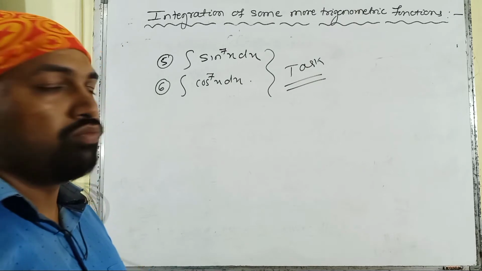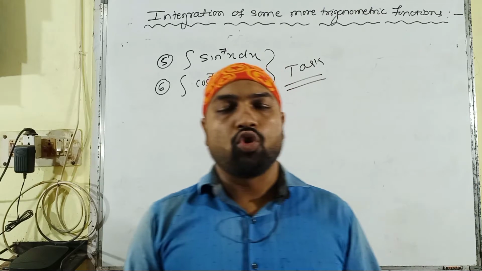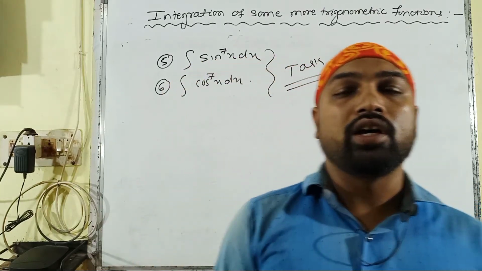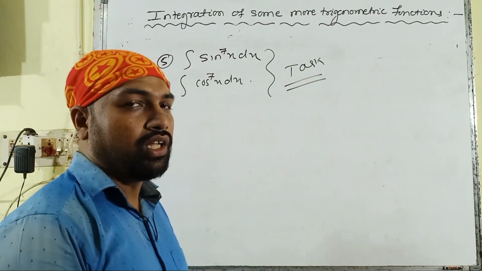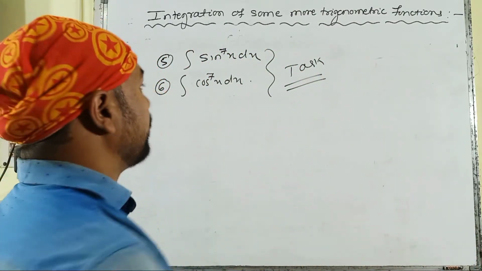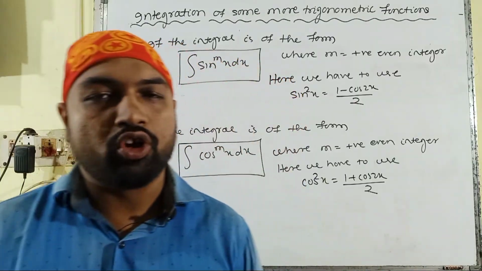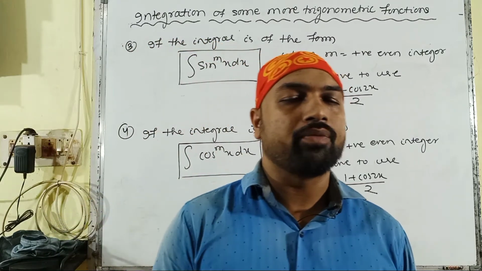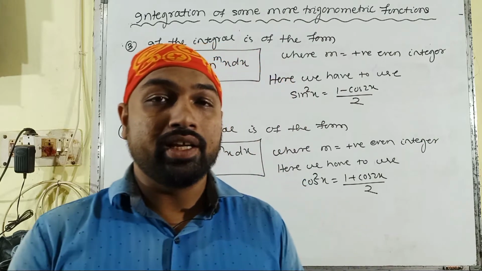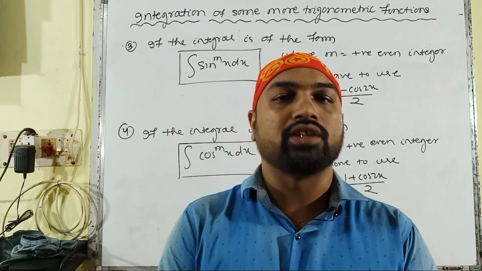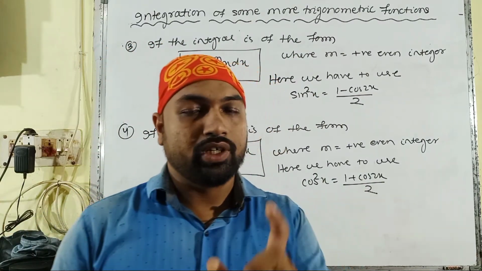Then let us move to another type in which sin x and cos x are functions containing even positive integer powers, where the power is greater than 1. Coming to the third type of integration of trigonometric functions, if the integral is of the form integral of sin to the power mx dx, where m is a positive even integer, then here we have to substitute sin square x as 1 minus cos 2x divided by 2.